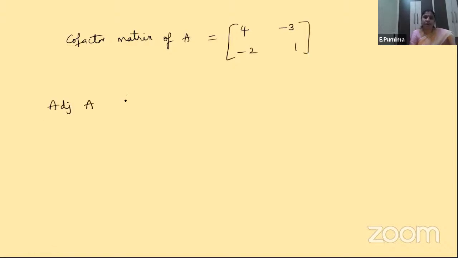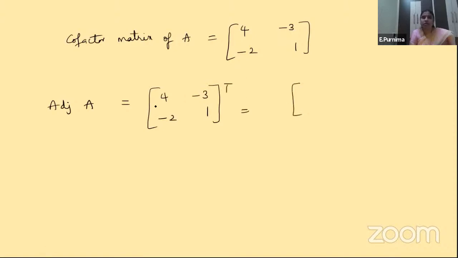So, cofactor matrix of A is equal to 4, minus 3, minus 2, 1. Okay. Now we are asked to find the adjoint of A. So adj A is equal to the transpose of this cofactor matrix. 4, minus 3, minus 2, 1, transpose of this, or A dash also we can put it.